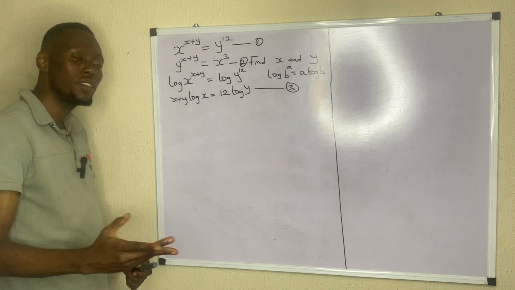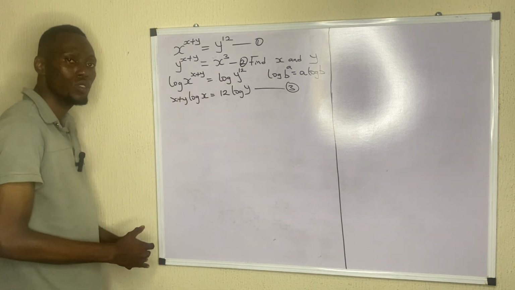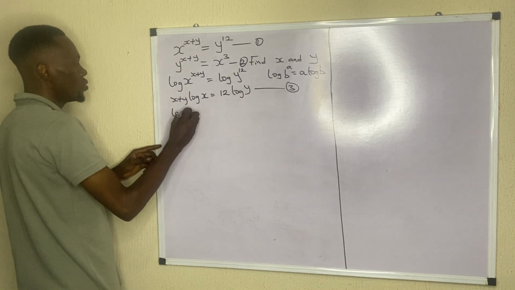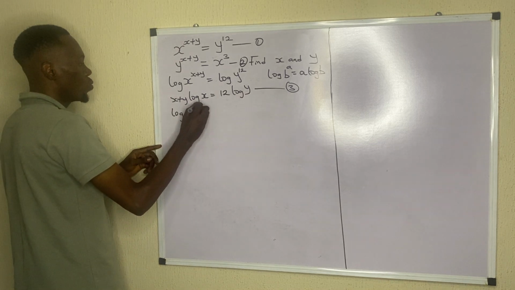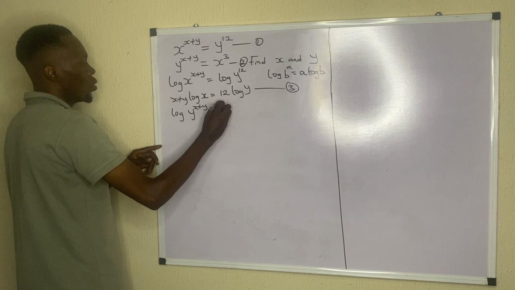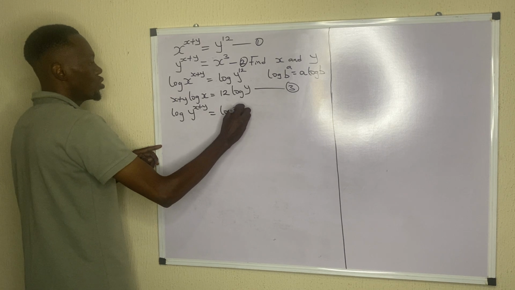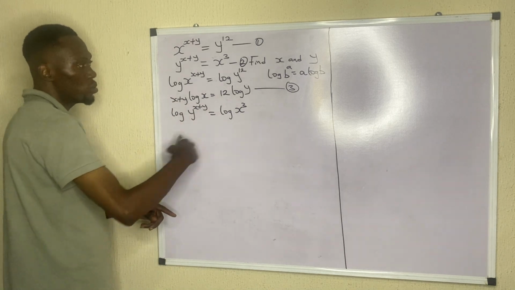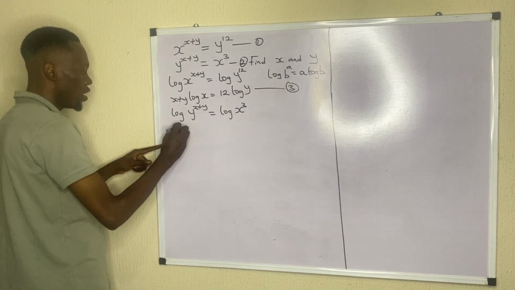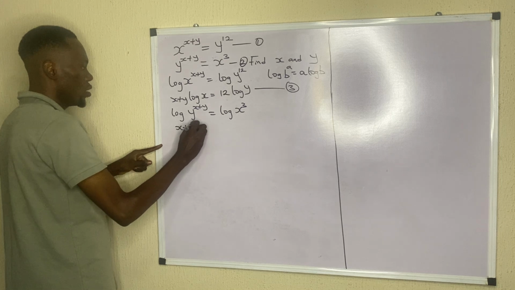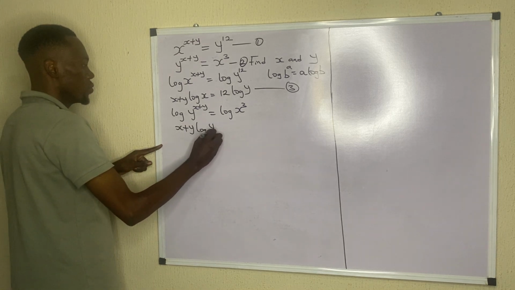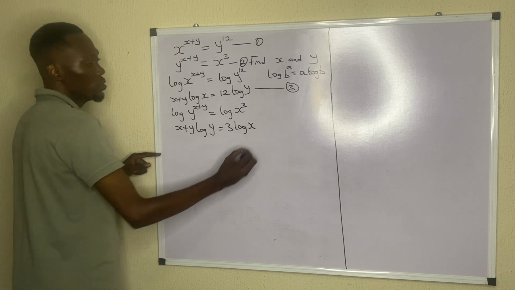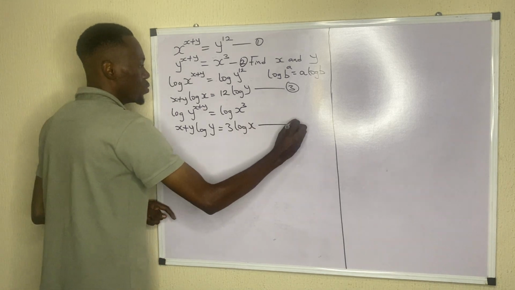I can also apply the same logarithm on equation 2. So I'll be left with log y raised to power x plus y is equals to log x raised to power 3. Applying the rule of log, I'll have x plus y log y is equals to 3 log x, right? I'll call this equation 4.